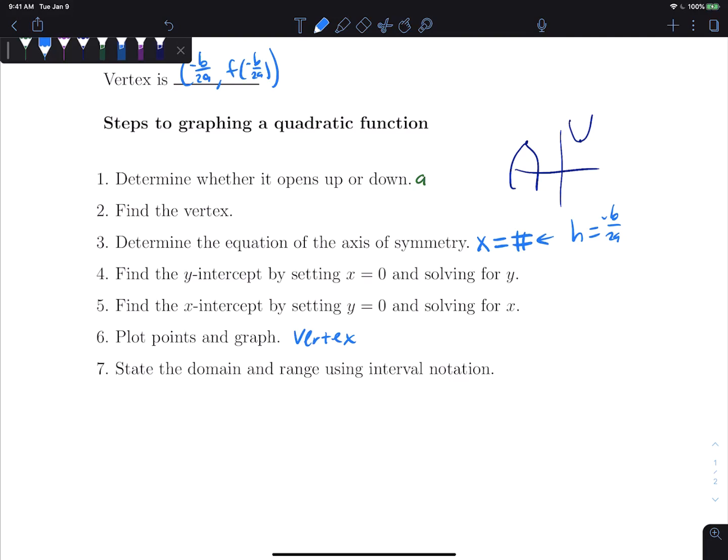Number 7, state the domain and range using interval notation. Now, interval notation, well, okay, the domain, real quick, negative infinity to infinity will look like that. The range is what's going to be changed. Let's just say the range changes from function to function.